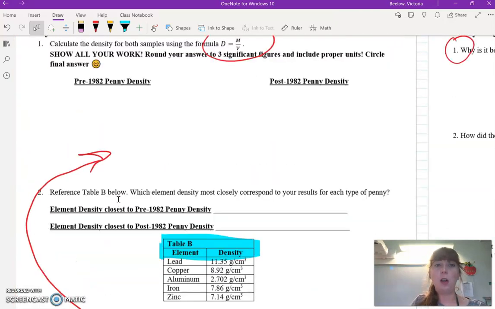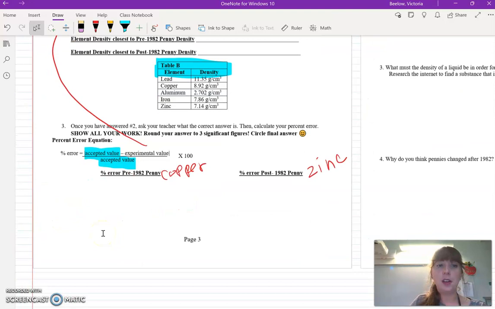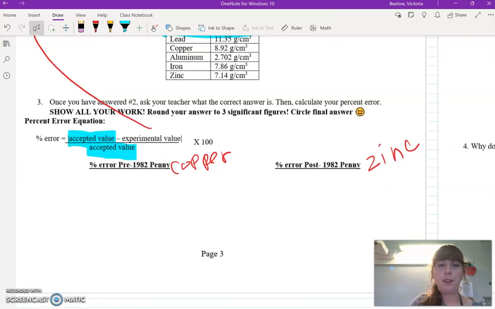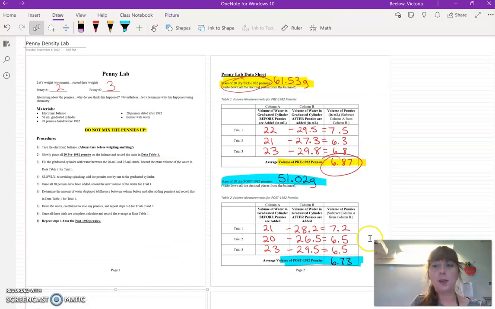So make sure you show all of your work, your answers have proper units and proper sig figs. For question number 3, just write your final answer as a percentage. And if you have any questions, please come see me in person or email me.